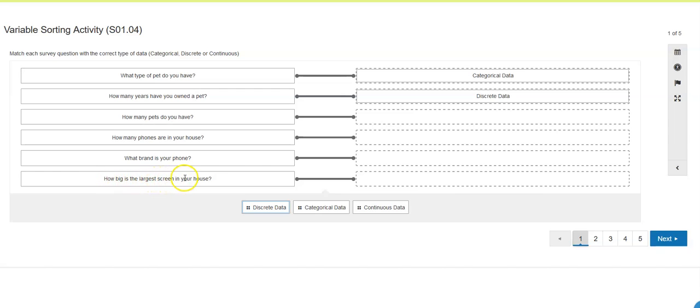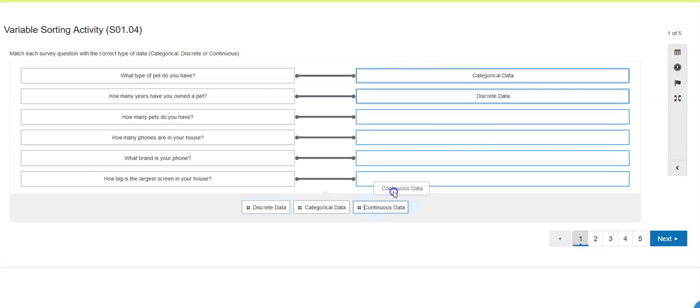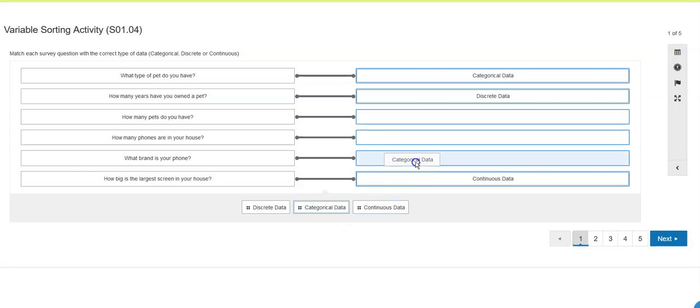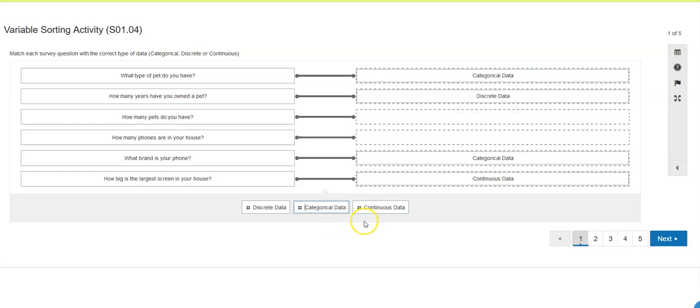Now, this is a little different. How big is the largest screen in your house? That could be any number. You could specify it as much as you want, 32.4795 inches. That is continuous. What brand is your phone? That would be categorical. Samsung, AT&T, well, Apple, Samsung Galaxy, something like that.